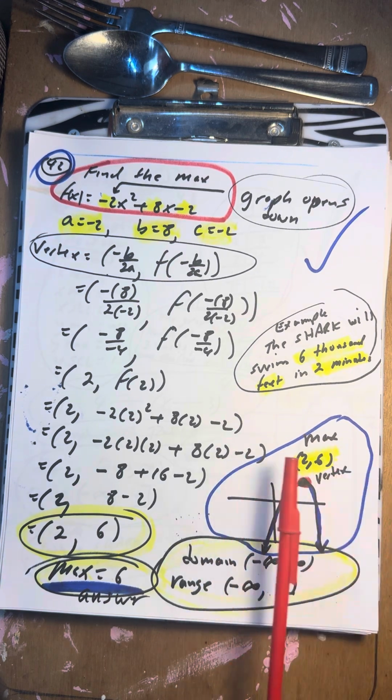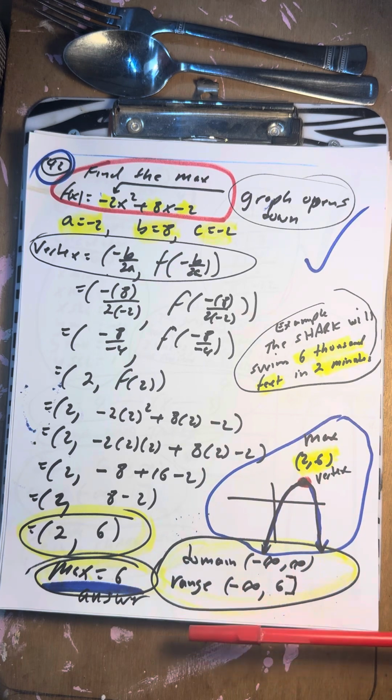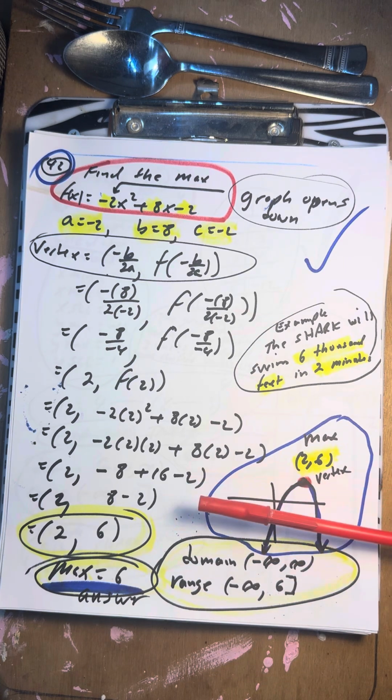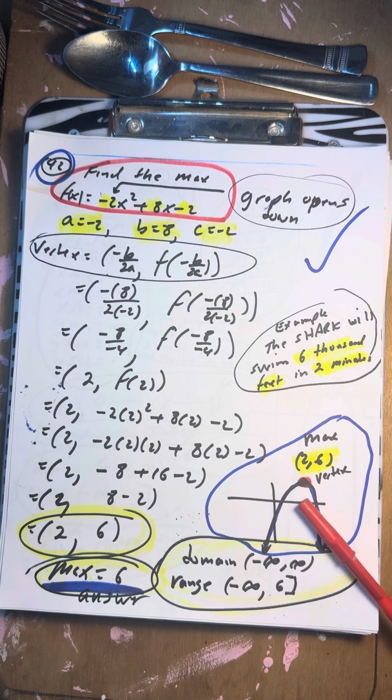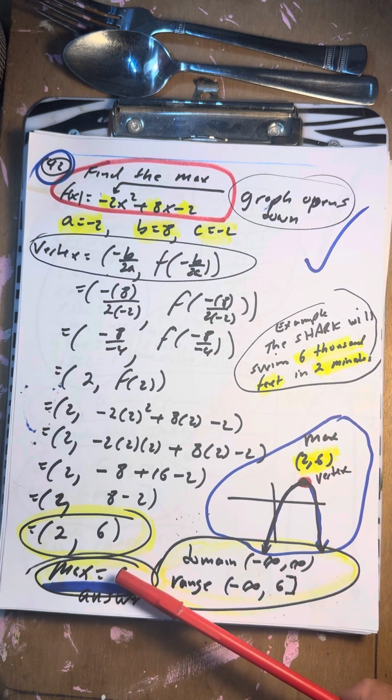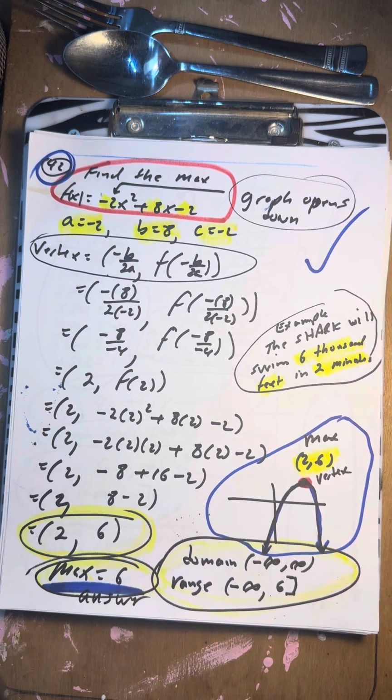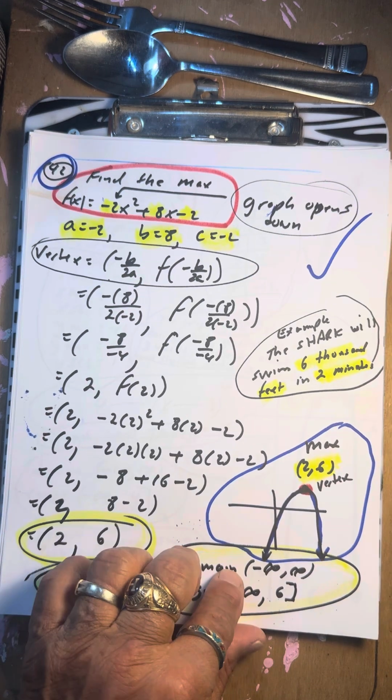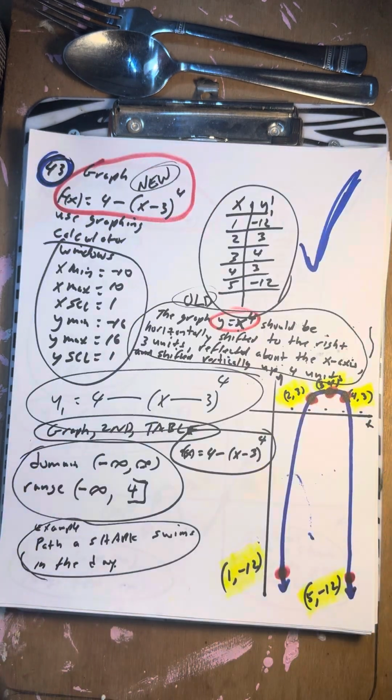Domain, all the real numbers like this. Range goes from negative infinity to 6. It stops right there. Okay. The max is 6. It goes up to where? 6. So the max is 6 of this. Got it? All right.